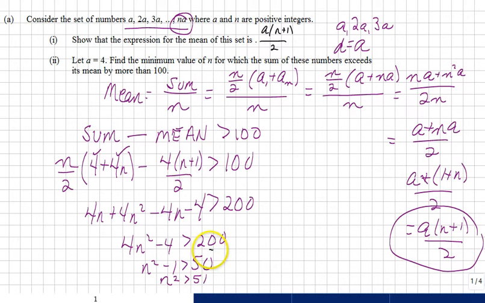And I think what value of n is going to be greater than 51 when I square it? Well, 7 squared is 49. So n, being a whole number, has to be 8. So n would equal 8. So it would take 8 terms in order for the sum to exceed the mean by more than 100. The answer is 8.